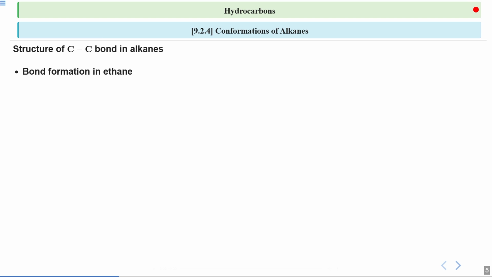Here we will see the CC bond formation in case of ethane. Now, alkane contains a single covalent bond between carbon atoms. This means that each carbon atom shares one pair of electrons with another carbon atom, similar to how your friend might share a pair of headphones.